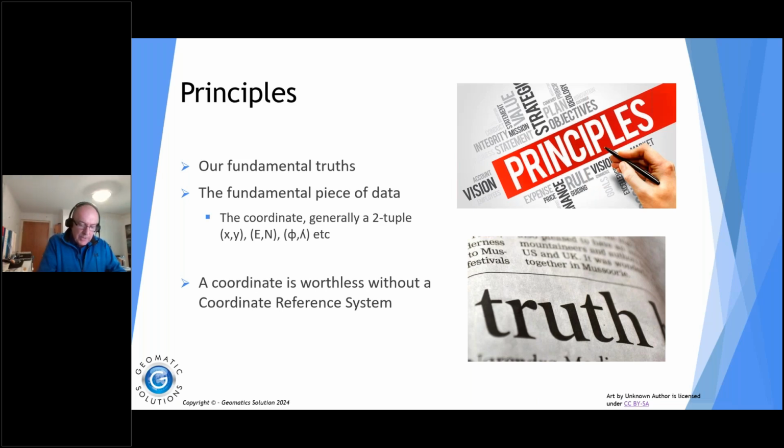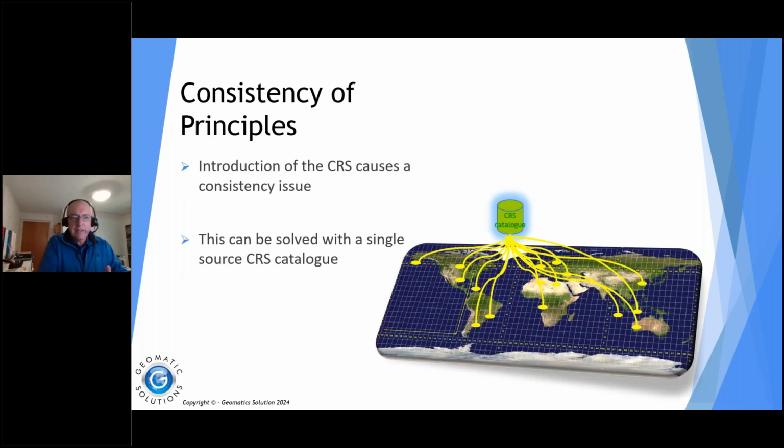What we all know is that a coordinate such as this is worthless without a coordinate reference system. If you don't tell us what coordinate reference system this X and Y is, then there is no way we can say where this is on the globe. Therefore, we have no spatial integrity, so we need a coordinate reference system with this. And that introduces a little bit of a problem to us. And that is then the consistency of our principle.